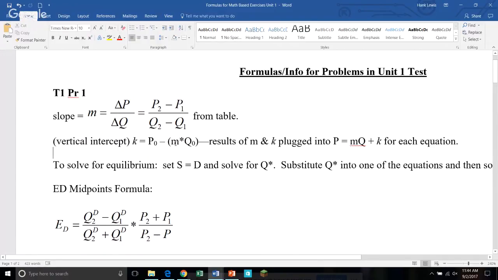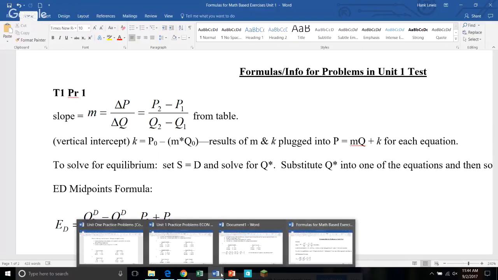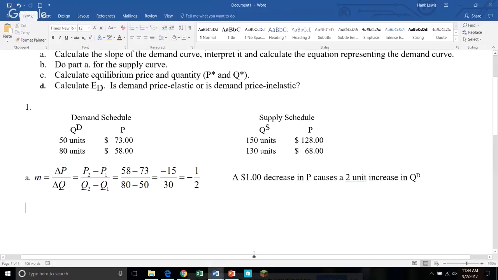You're going to take M, that you calculated up here, the -1/2, and you replace the M with the -1/2. But the P0 and Q0, there's no 0 row in the table. When you see the number 0 as a subscript, it means choose whichever row you wish to use, but you have to use the price and quantity from the same row. So I'm going to go back over here, and I'm going to choose $58.